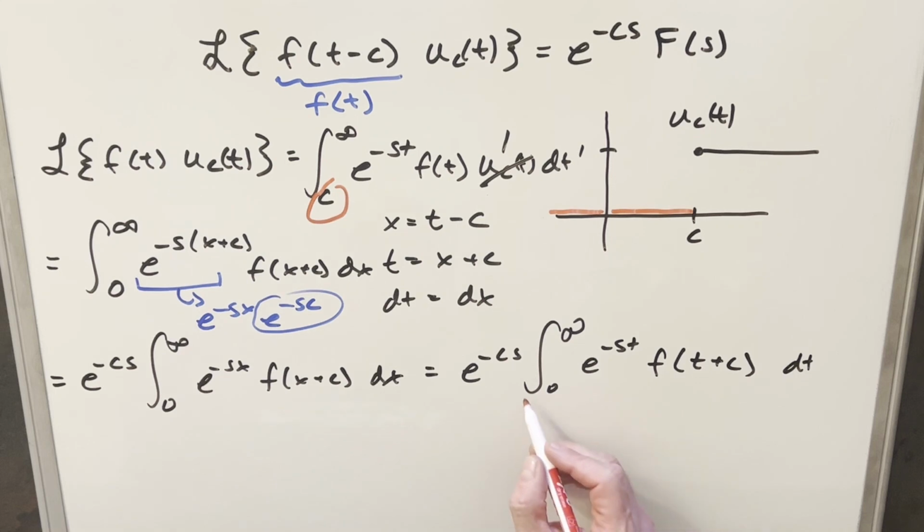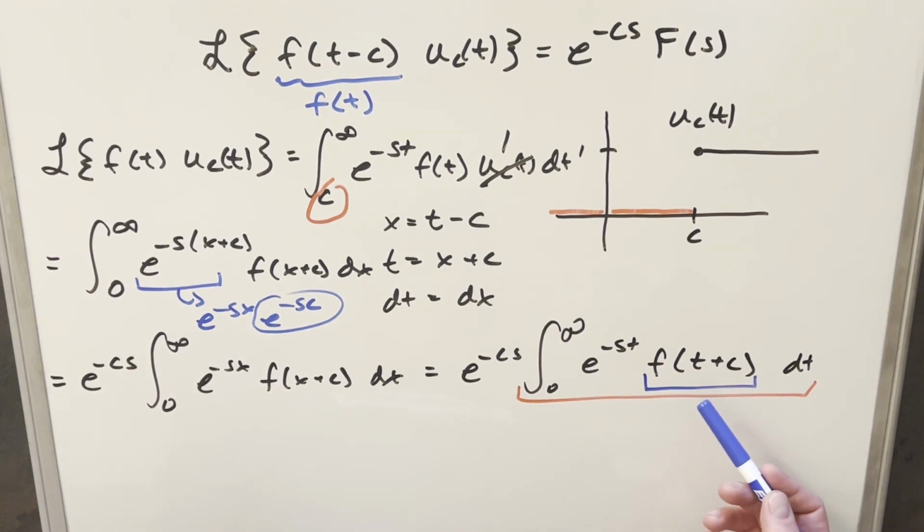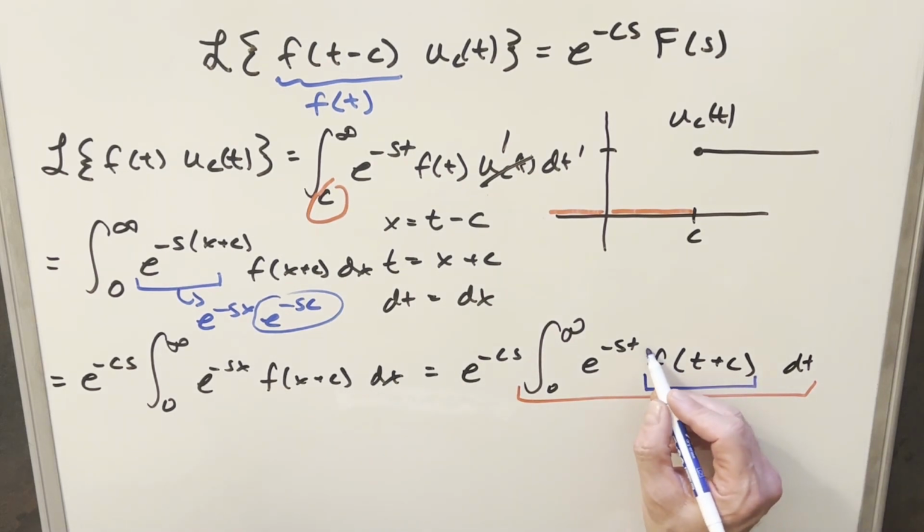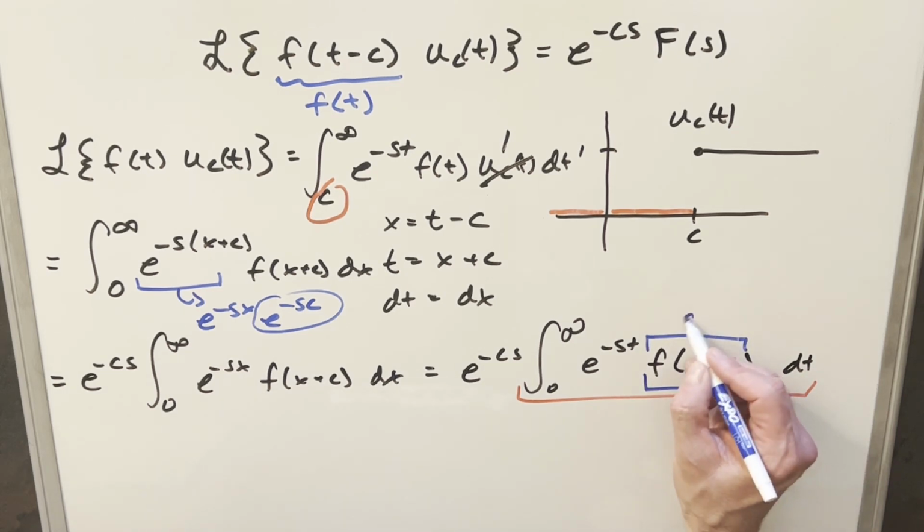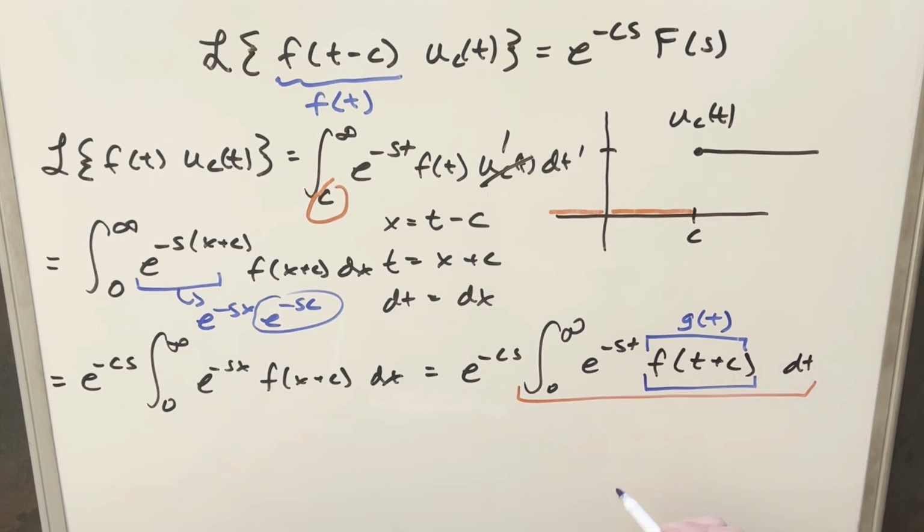And then from here, we'll just notice that this whole integral is actually just the Laplace transform of this thing right here. So we can look at this a couple different ways. To simplify it or make it a little clearer, we could call this f of t plus c some other function, g of t. So then, writing this formula, we could do it two ways.